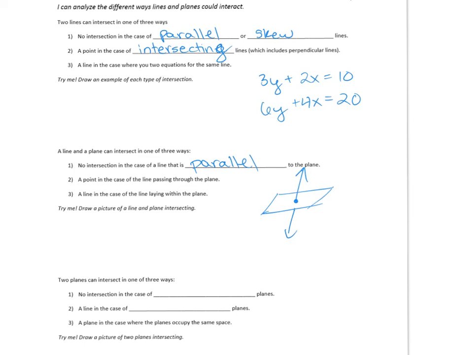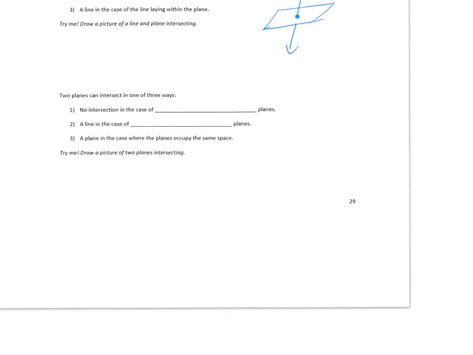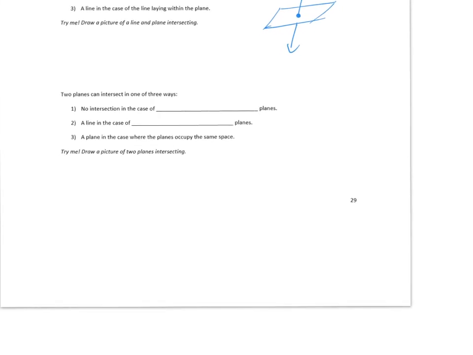Okay, now let's keep going. We've then got two planes can intersect in one of three ways. They can have no intersection in the case of, you guessed it, parallel planes. A line in the case of intersecting planes. And a plane in the case where the planes happen to occupy the same space.